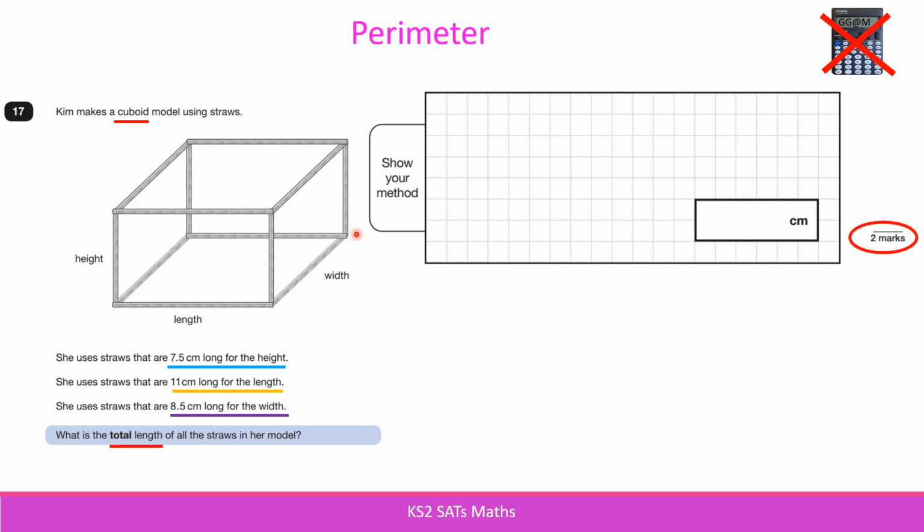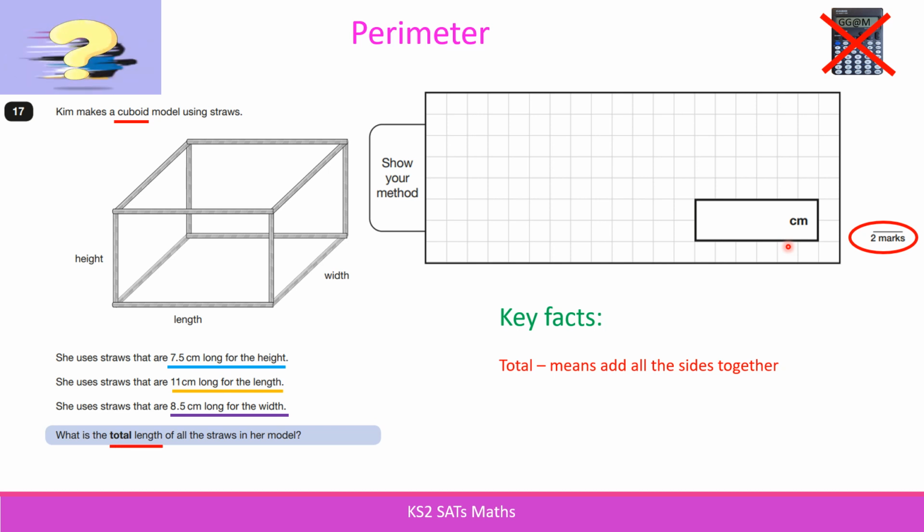This is going to be worth 2 marks in the exam, and you need to write your answer in the box provided. So the key fact that you need to know to be able to answer this question is that you need to know what this word total means. So in this case, total means add together all the sides. So you need to add together all these different sides that you can see, all the straws that you can see. If you add them all together, then you need to write your answer in this box here. Press pause, have a go at working out all the answers added together, so all those numbers added up. Press play when you're ready to hear the answer.